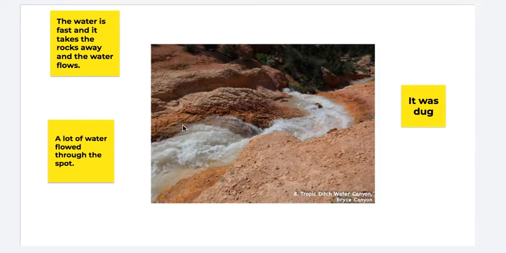And our last picture that we're going to look at: the water is fast and it takes the rocks away and the water flows. It was dug, maybe man-made then, and a lot of water flowed through the spot. Again, I am hearing the word water over and over again. Water flowing, water moving. Water seems to be playing an important part in this.